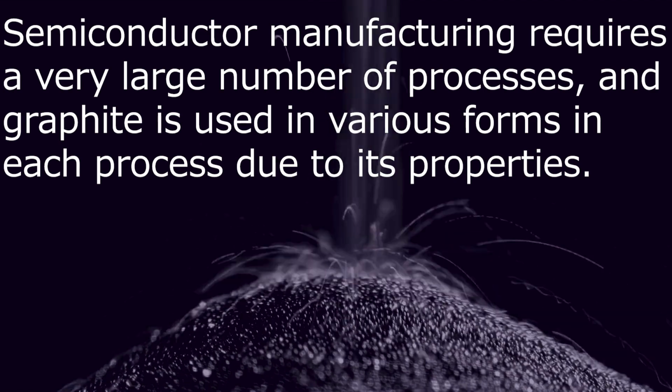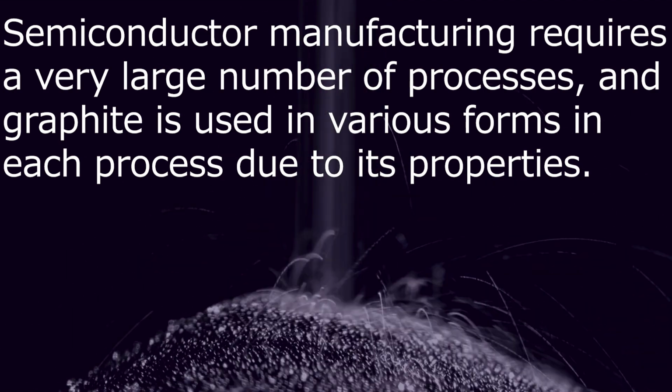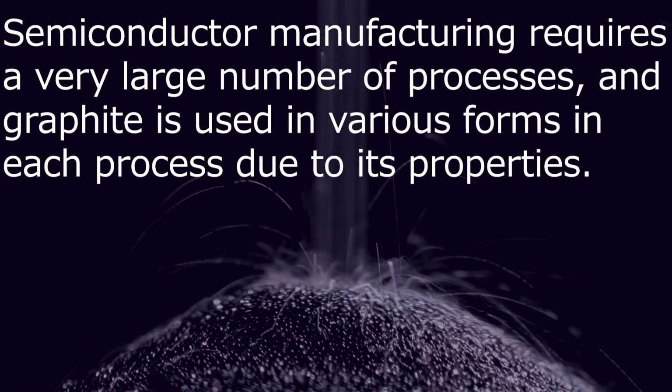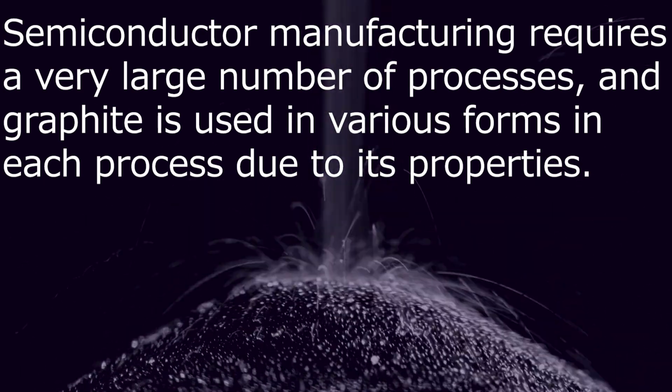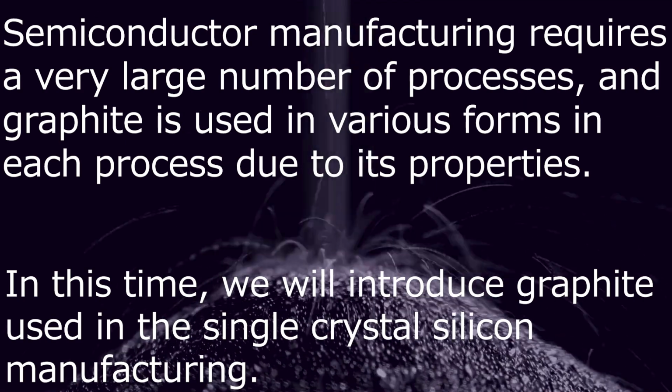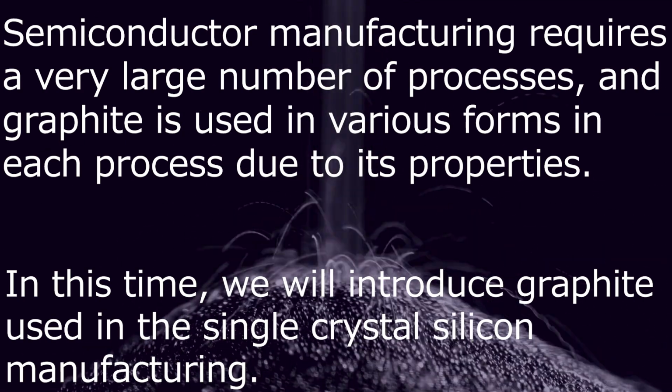Semiconductor manufacturing requires a very large number of processes. And graphite is used in various forms in each process due to its properties. This time, we will introduce graphite used in single crystal silicon manufacturing.